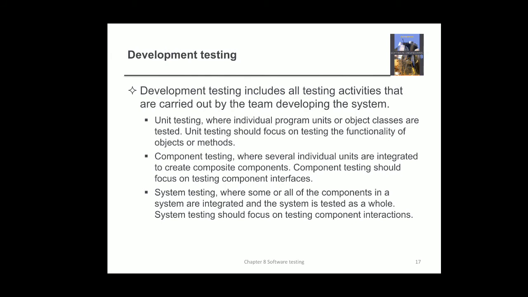Development testing. In development testing, again we have unit testing, component testing, and system testing. In unit testing, individual program units or object classes are tested. When we test individual units, if you're going with object-oriented development, then you create the object classes. Here we check whether each object class is working fine. Unit testing should focus on testing the functionality of objects or methods.